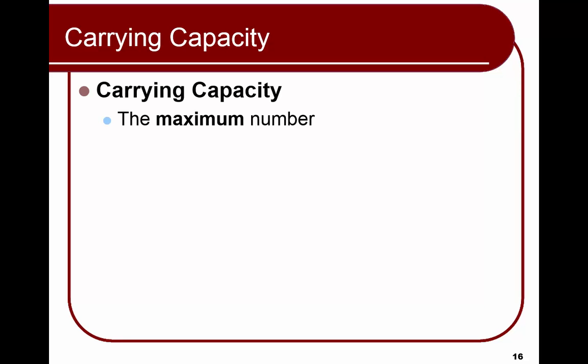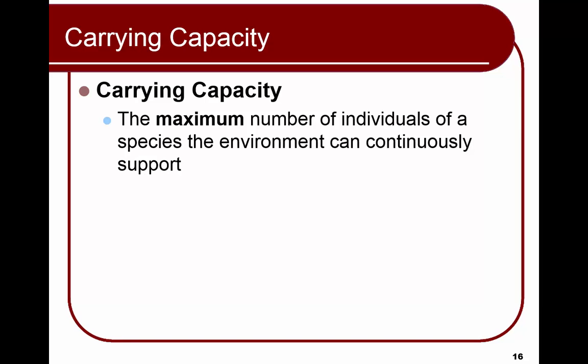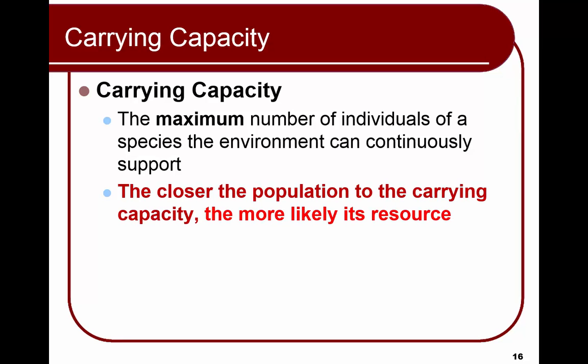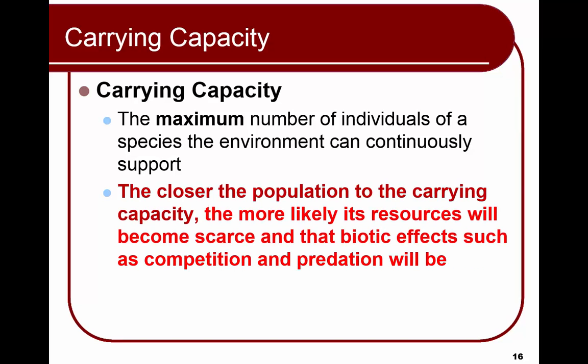Carrying capacity. This is how many individuals an environment can continuously support. And when you reach carrying capacity, the more likely the resources are going to become scarce. And so you're going to have more competition, more predation, all these things start to show up.